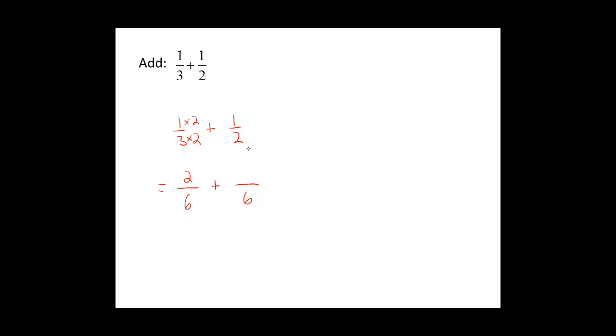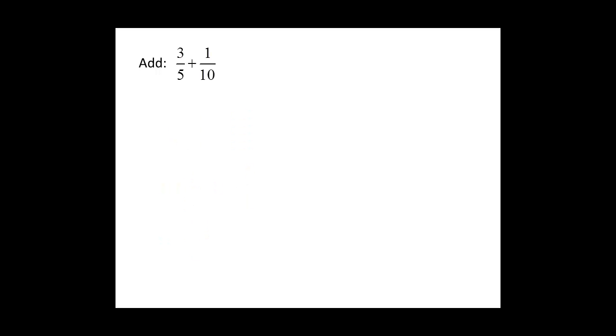What did we multiply this 2 by in order to get the denominator 6? We multiplied this 2 by 3. So we need to multiply this numerator by 3. 1 times 3 is 3. That is our new numerator. Now we have fractions that have the same denominator. We add the numerators. 2 plus 3 is 5, and our denominator stays the same. This is the same answer we got when we did this problem with pictures.